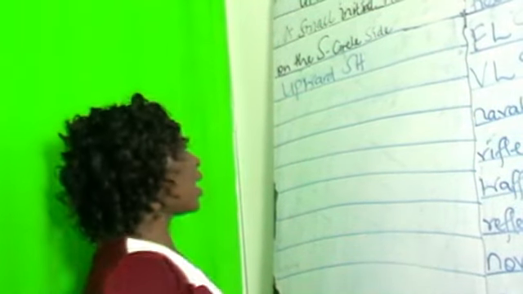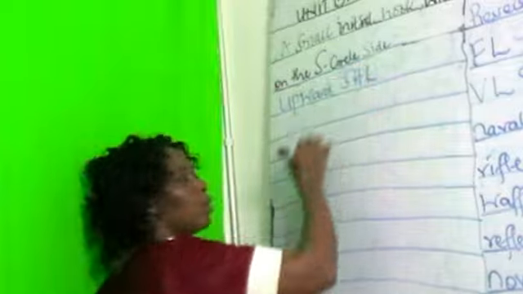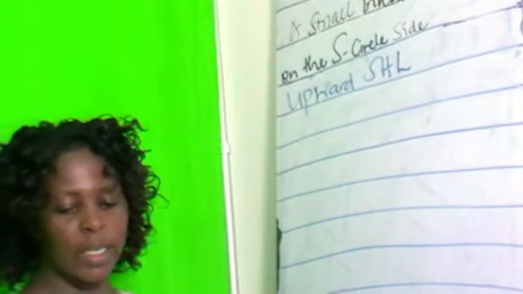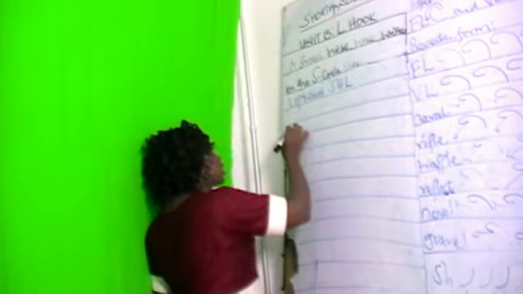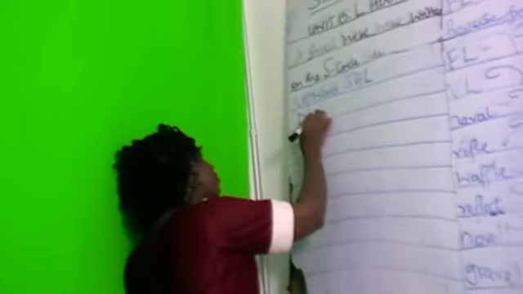But in this case now, we are calling it an upward ish, and to this upward ish we are going to add the L hook, so we call it an upward shell. So we call it the double consonant stroke. Shell is always written upward. It is a double consonant.